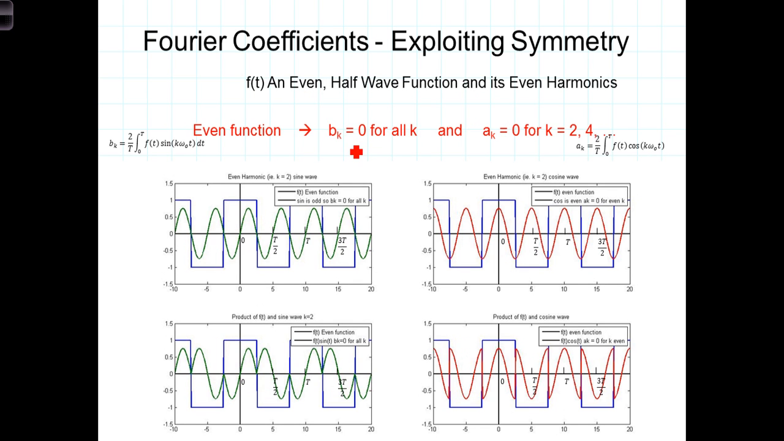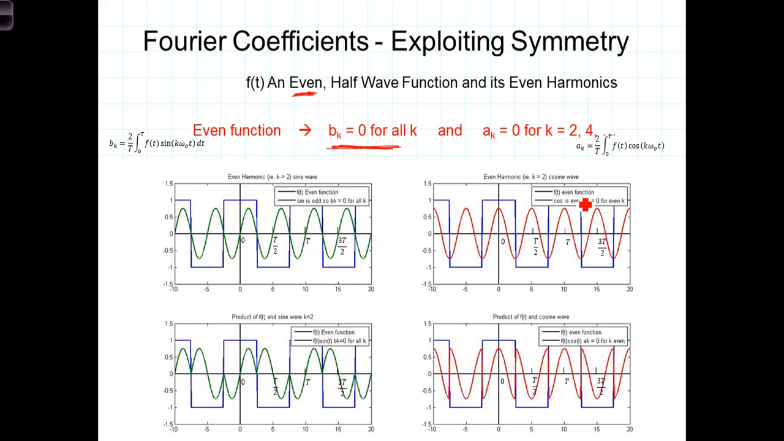So for an even function, the a sub k's are not 0, and the b sub k's will be 0. Here we look at the fact that f of t is also half-wave symmetrical. We've already demonstrated that the b sub k's are going to be 0 for all values of k due to the even nature of the waveform. Let's look now at the a sub k's and see if we can understand why a sub k equals 0 when k is an even number.